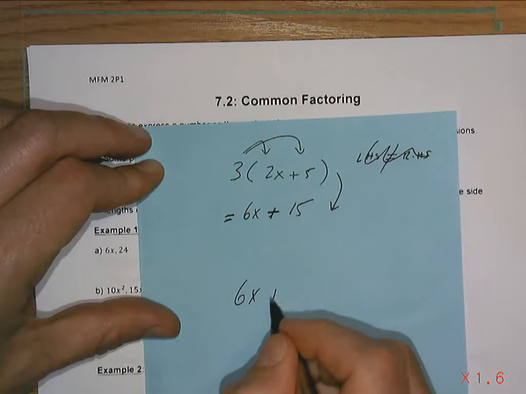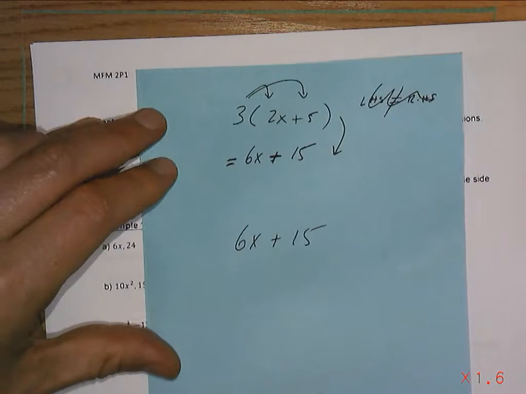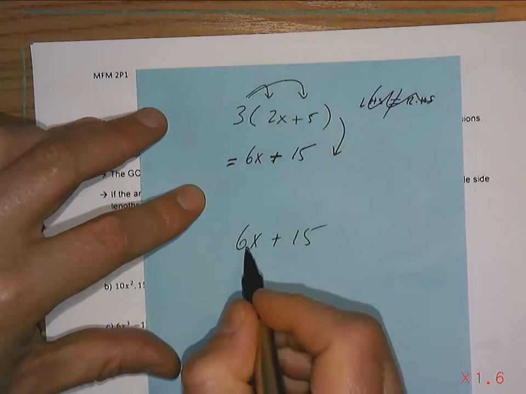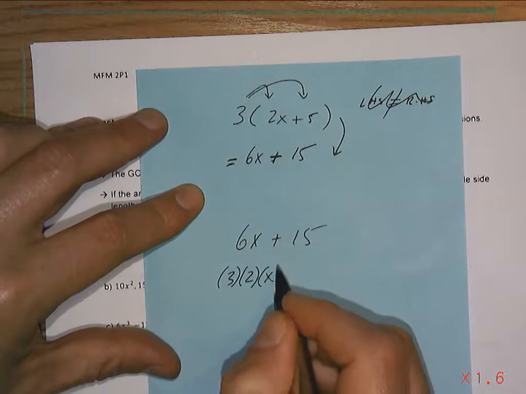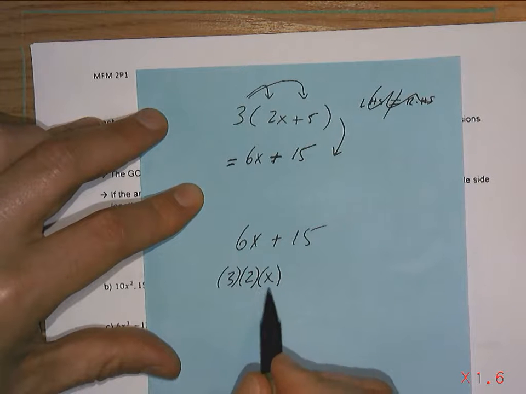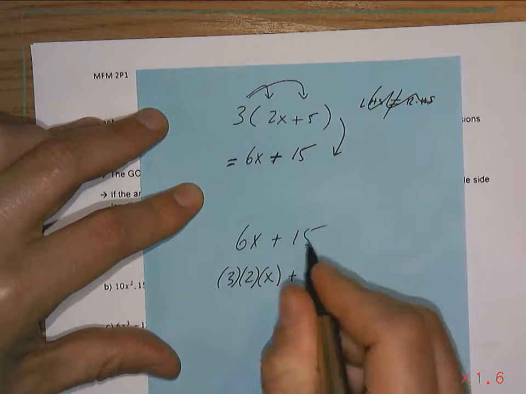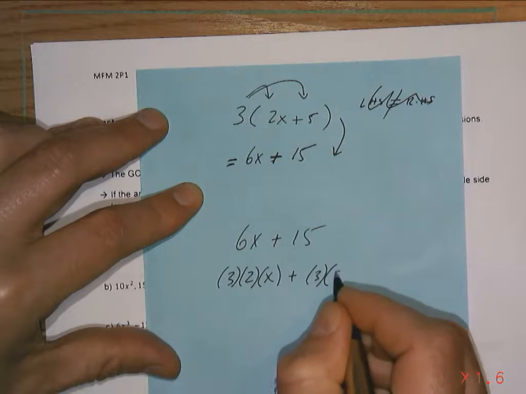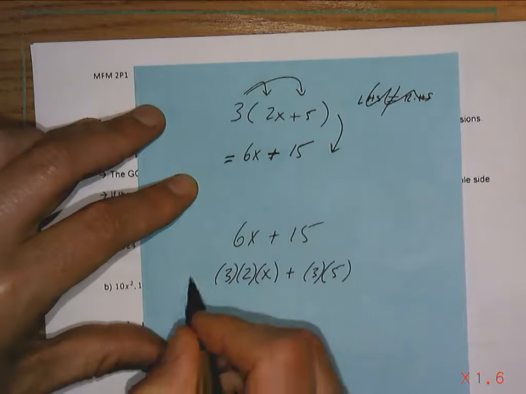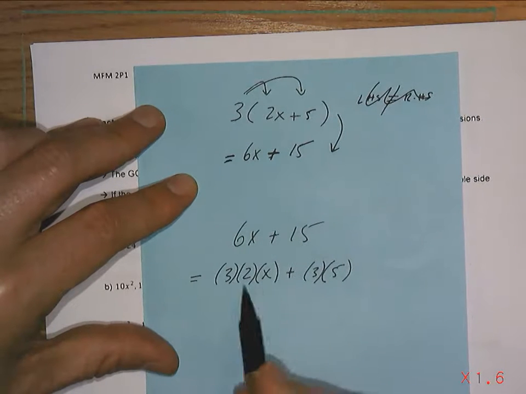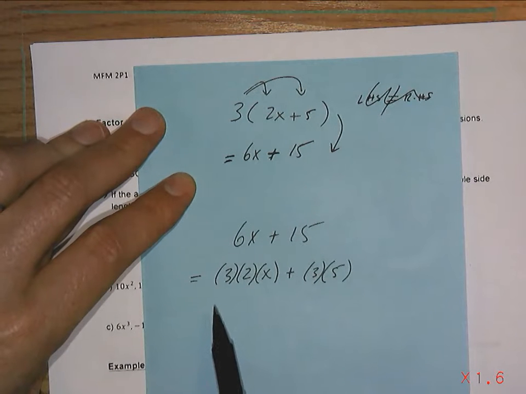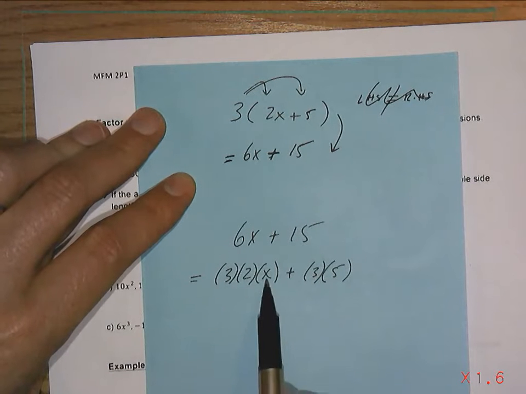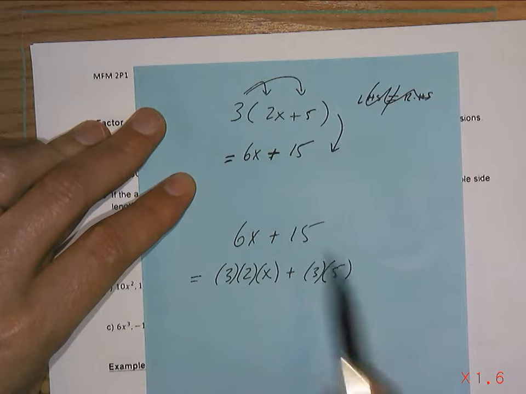Okay, so what about going the opposite way? Let's say I started off with 6x plus 15. Well, if we think about what's in the 6x, there's going to be a 3 times a 2 times an x. 3 times 2 is 6, and the x gives me 6x. If I think about the 15, there's a 3 times a 5. So what I've done is I've rewritten what's up here in terms of its products. So remember, a product is the answer to a multiplication question. So 3 times 2 times x is 6x. 3 times 5 is 15.